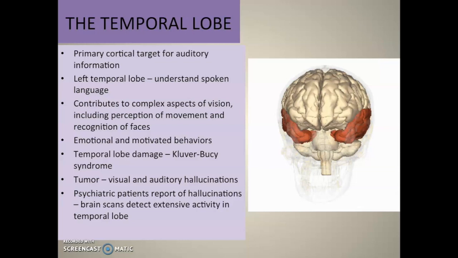This particular region is also involved in motivated behaviors. It is also involved in your ability to experience different emotions. So that is with regards to the temporal lobe.